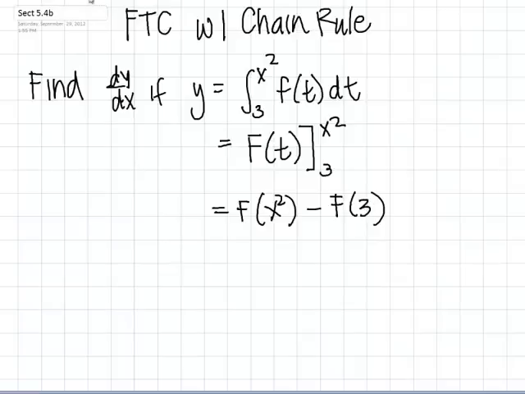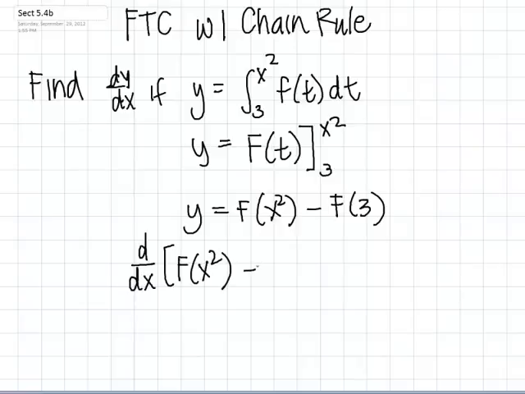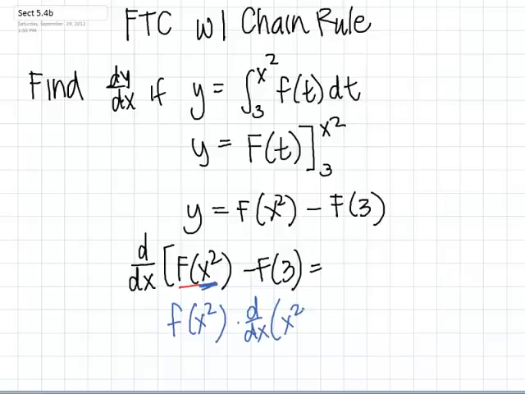Okay, and then we would want to take the derivative of it, because these are actually still y equals. So if I were to write out the derivative of big F of x squared minus big F of 3, well, what is the derivative of big F? The derivative of big F, again by the fundamental theorem, is little f of x squared. But notice it's x squared, so we have to apply the chain rule, the derivative of x squared, and then we have to take the derivative of F of 3.